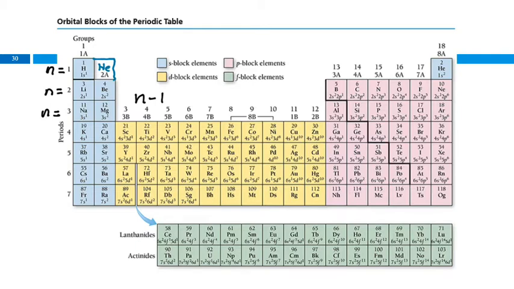So down here, for the F block, we have n minus 2. So from lanthanum, we come down here to cerium. So that should be in row 6, and so this 6 minus 2, this is 4F. 4F, and we're back here, this is 5D, 6P, 7S, 5F, 6D, 7P. That's the filling order.